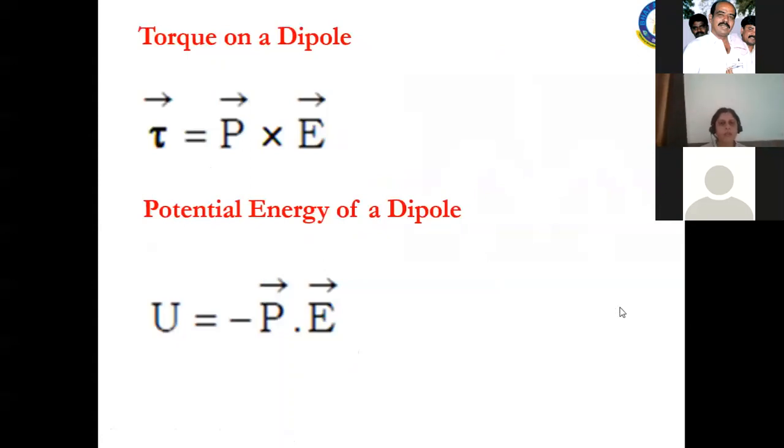So we'll continue. Now the torque on a dipole. Anyway, you have studied this in the theory. So torque is equal to P cross E or PE sin theta, and the potential energy of the dipole is given by U is equal to P dot E.